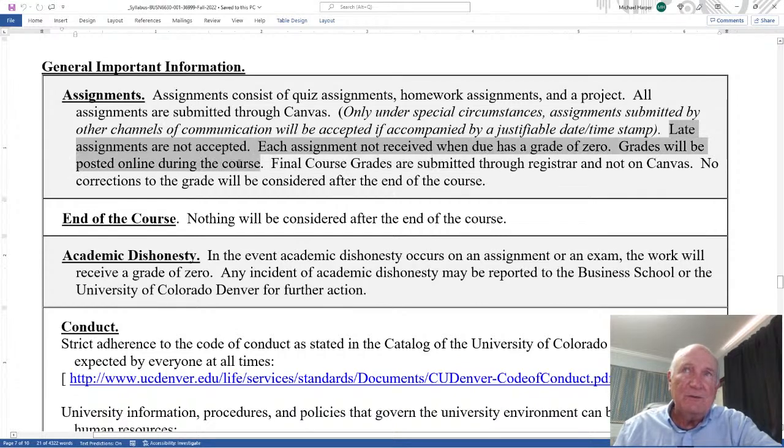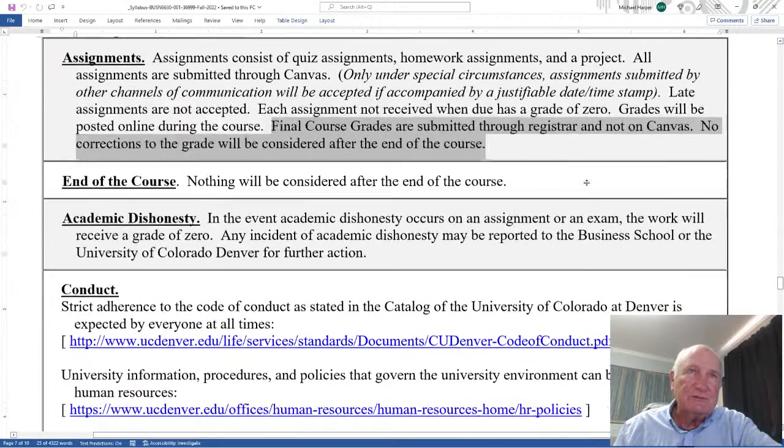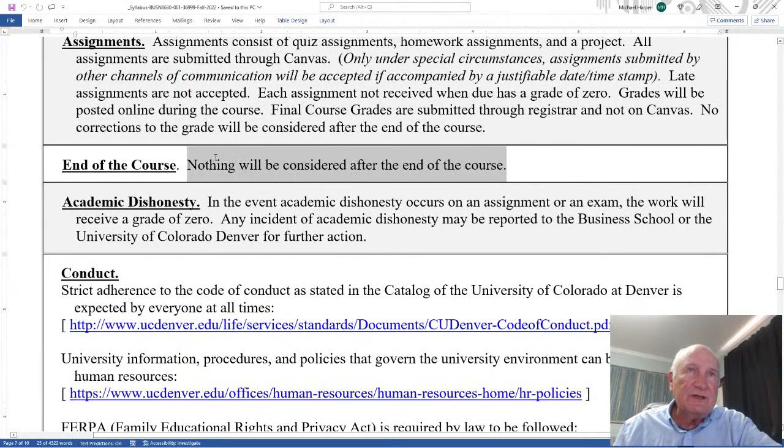Grades will be posted on Canvas during the course, so you'll see what your grades are as you go through. However, the final course grade will be submitted through the registrar and not on Canvas. No correction to the grade will be considered after the end of the course. Nothing is considered after the end of the course.